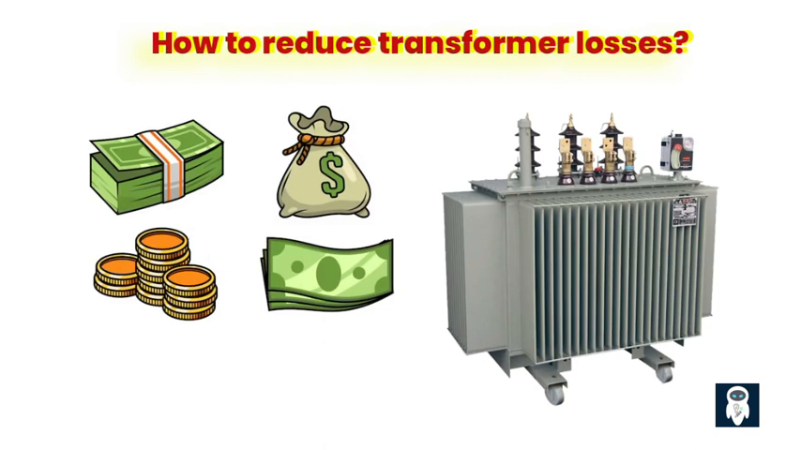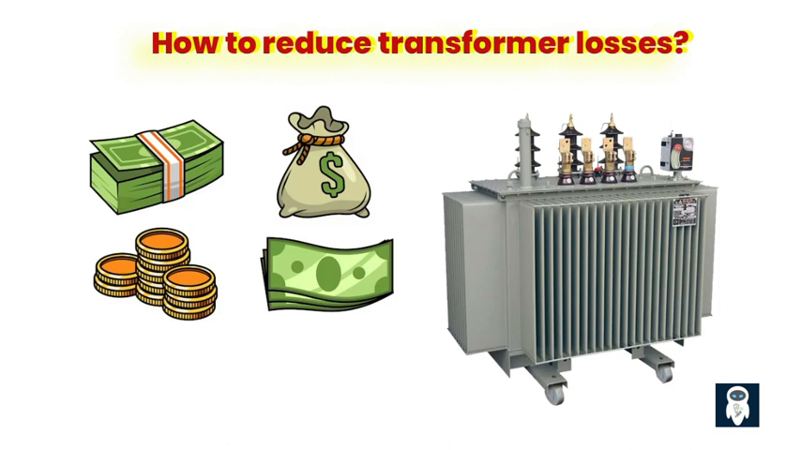How to reduce transformer losses? Reducing transformer losses is a crucial aspect of maximizing energy efficiency and minimizing wastage in electrical systems. Transformers are essential components in power transmission and distribution networks, and their losses can have a significant impact on overall system efficiency. By implementing various strategies and technologies, it is possible to reduce losses and improve the performance of transformers.